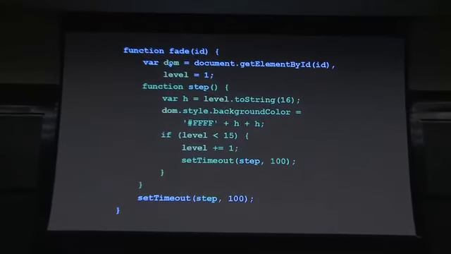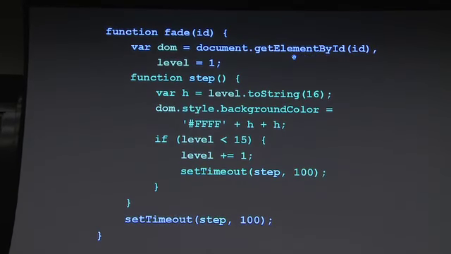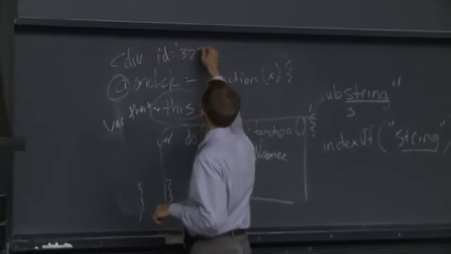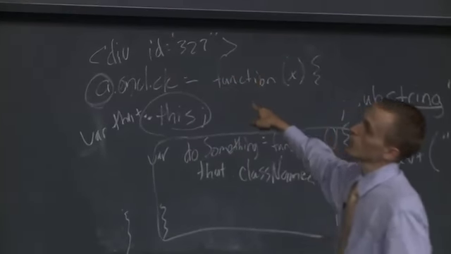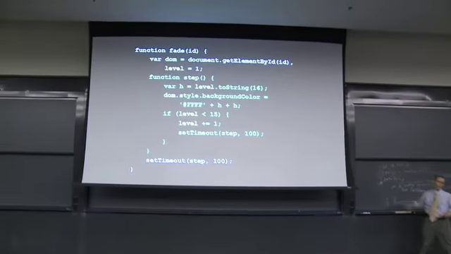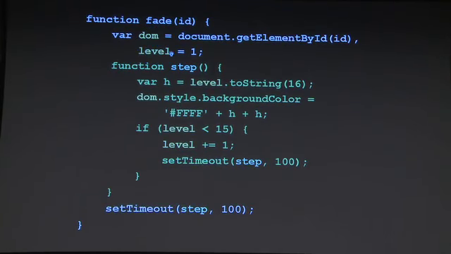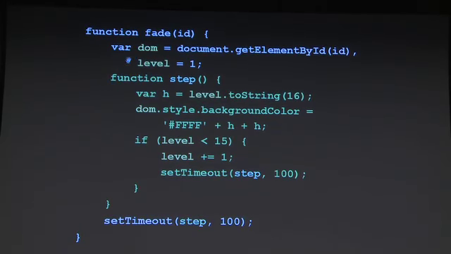So here you have a variable DOM, which stands for an element that you get by calling getElementById. If you have a div with ID equal to 327, then you can say document.getElementById 327, and it will return a reference to this div element in the document object model. And then he also makes a variable level equal to 1. And these are variables that will be available after this function has been executed.